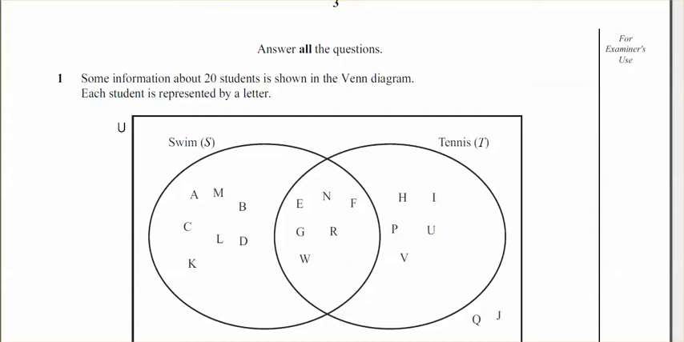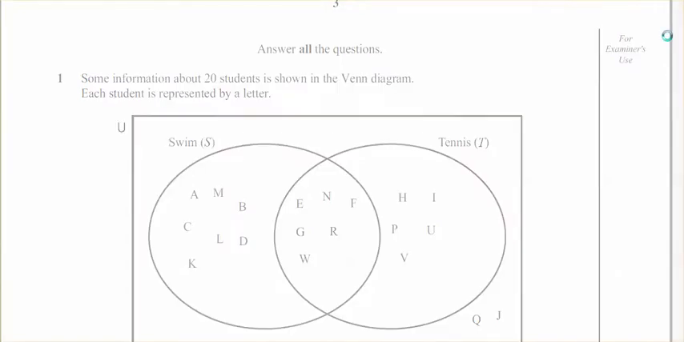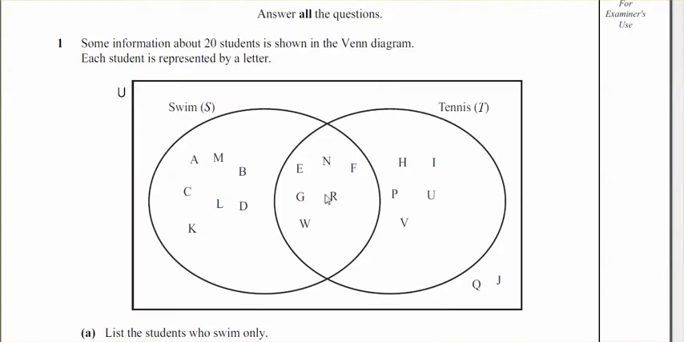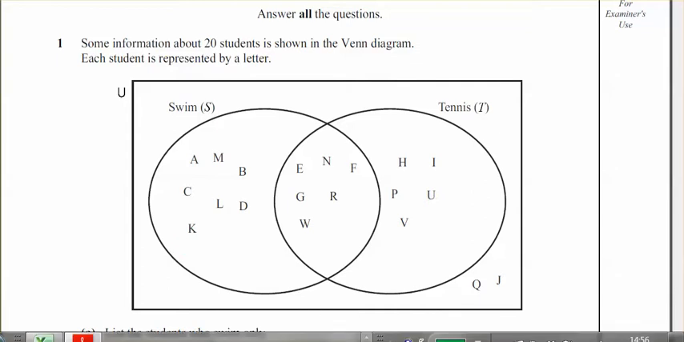We've got our Venn diagram. List the students who swim only. So that's this list is. Seven. I think I've got to do something different.